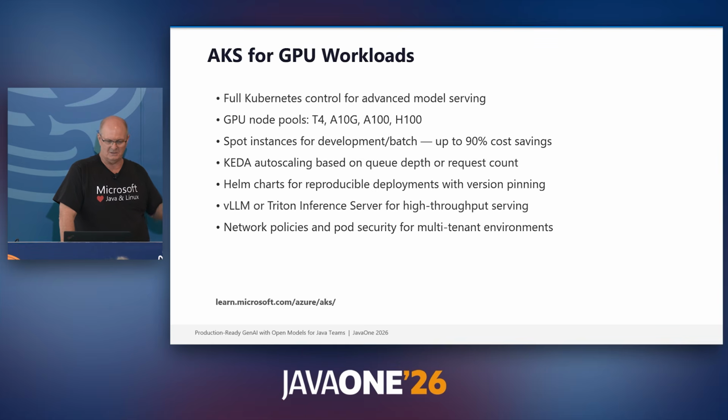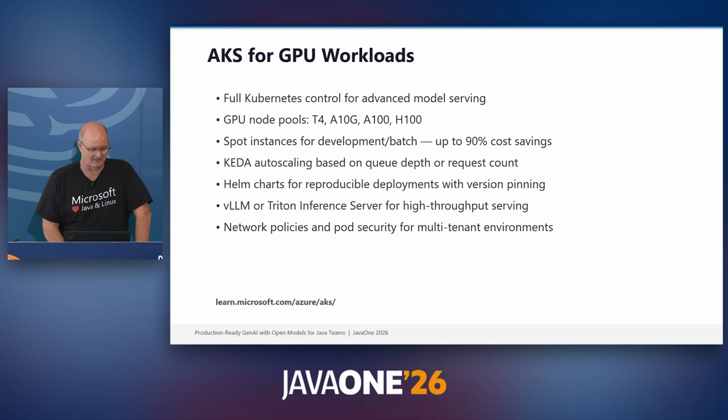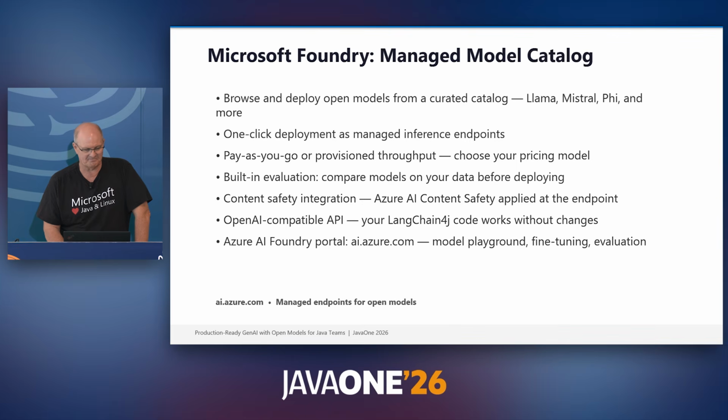AKS also has GPUs that you can use. And you can have spot instances for development. It's similar to ACA, where it scales down to 0. And we have KEDA auto scaling, which is a CNCF project that can be used to scale your Kubernetes and/or AKS. Doesn't have to be on AKS, but it can actually scale things based on loads that you have on your system. And then I always recommend Helm charts for reproducible deployments and inference servers.